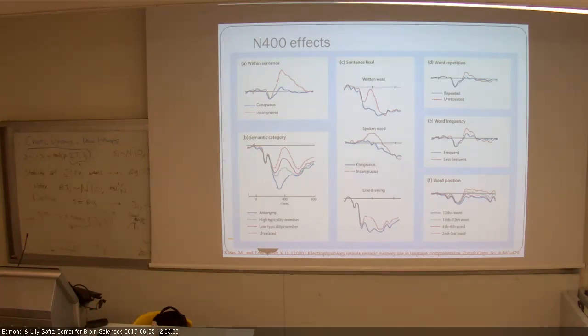You want to say something else? I'm not clear about the repeated and unrepeated. In the experiment you can have words which are repeated, so the critical word that you're looking at the N400 for has either been repeated, so it's the second time that you hear the word in a row, okay, or the word before was a different word.